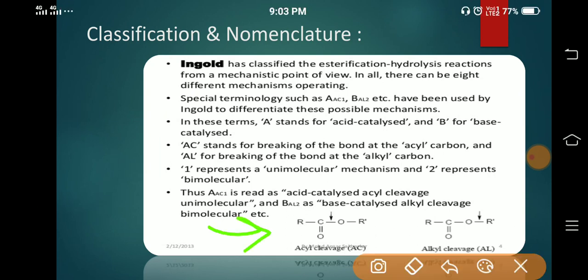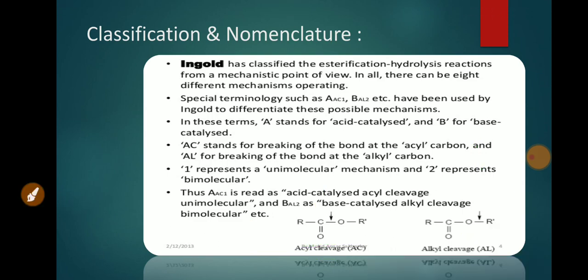Here we can see acyl cleavage as well as alkyl cleavage. In that we can see this is the ester molecule. When the bond between the acyl carbon, that is the carbonyl carbon, and oxygen undergoes cleavage, it leads to acyl cleavage, and when the bond between the alkyl and the esteric oxygen, that is the bond between oxygen and alkyl, undergoes cleavage, it leads to alkyl cleavage.